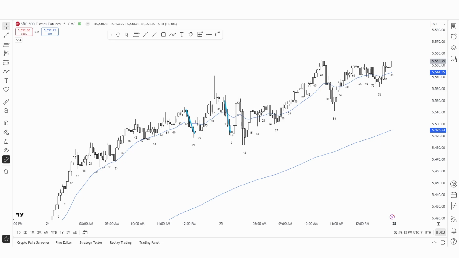Here's a bear channel, here's a bear channel, and here's a bear channel. So bears are making money. We are definitely in a trading range.